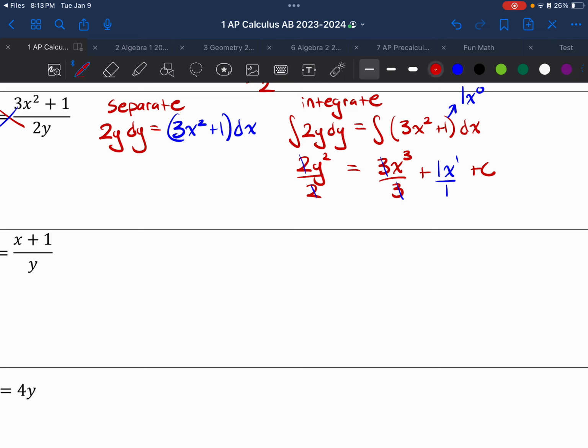So our final answer here is going to be y for this question, but not the actual problem. y squared is going to be equal to x cubed plus x plus c.